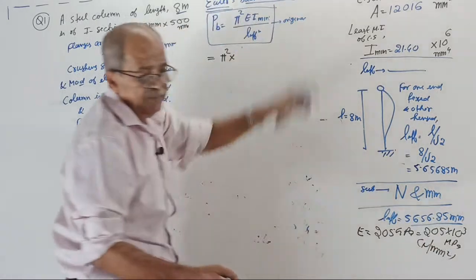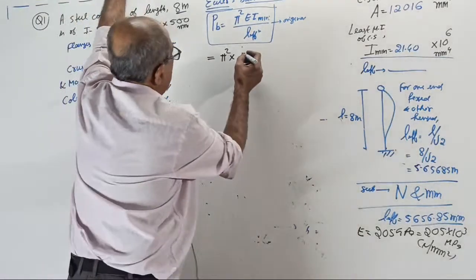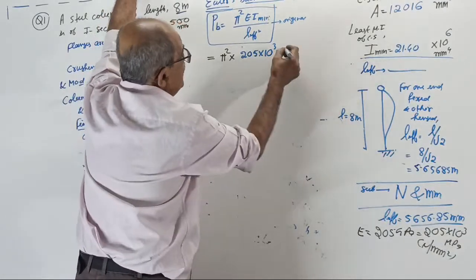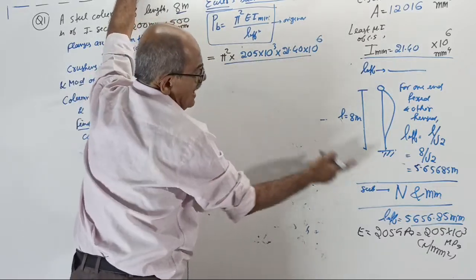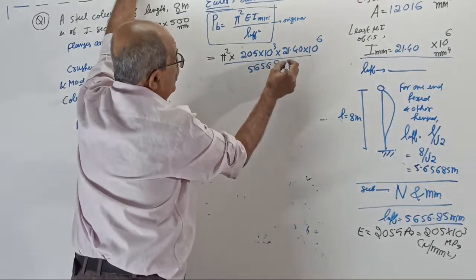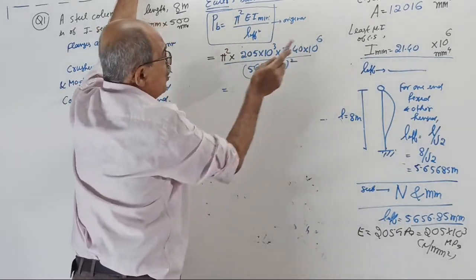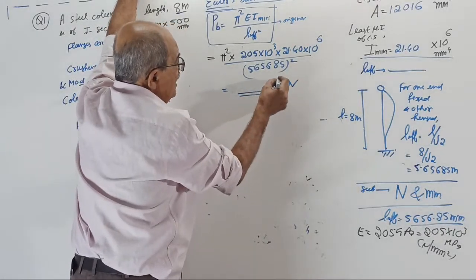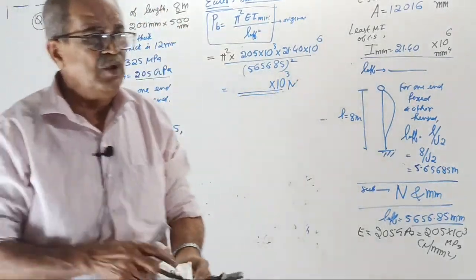Therefore, if you substitute with these values, your Euler's buckling load will come as pi square into 205 times 10 to the power 3 into I minimum, which is 21.40 times 10 to the power 6, divided by L effective, 5656.85 whole square. Newton per mm square, mm to the power 4, mm square. The answer will come in Newton. So tell me in 10 to the power 3 Newton. This will give Euler's buckling load for the column.